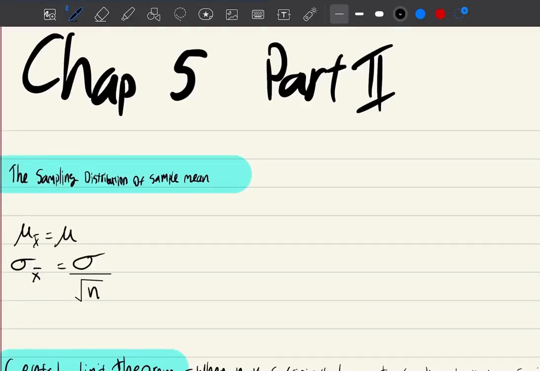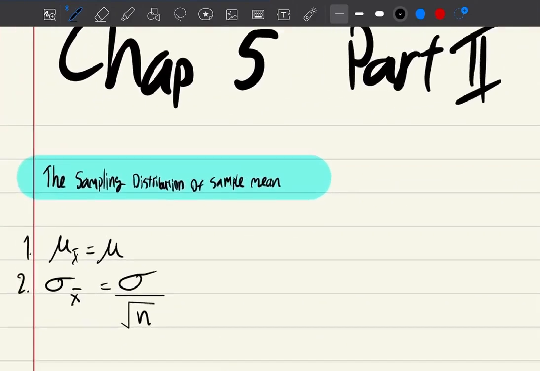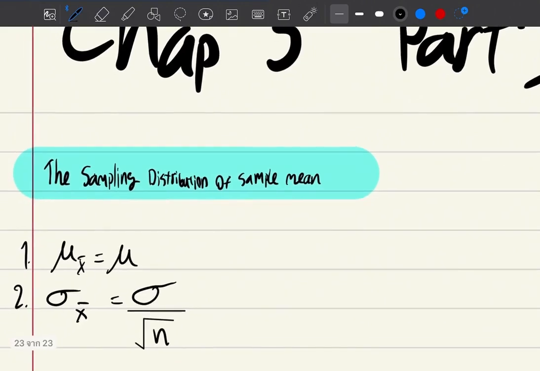Hi guys, welcome back for chapter 5 part 2. Let's start with the first one, which is the sampling distribution of the sample mean.